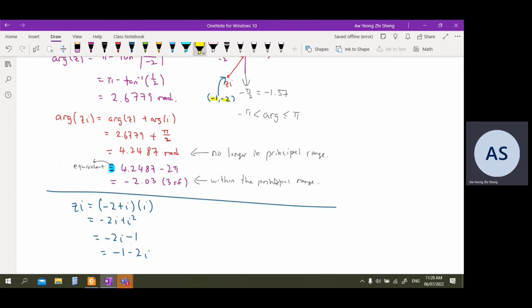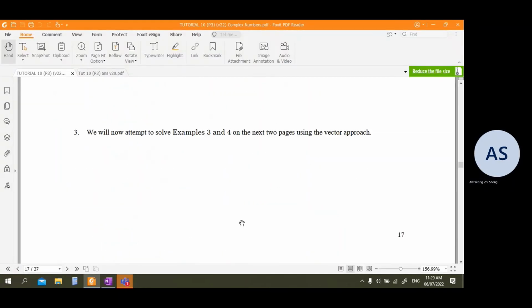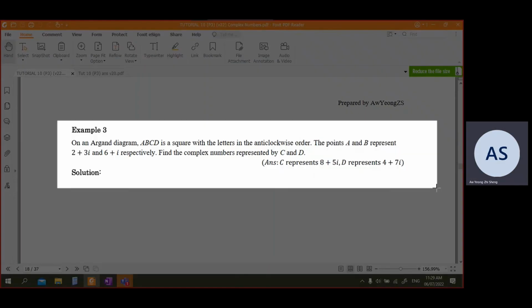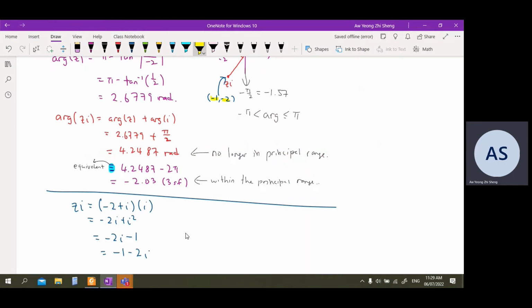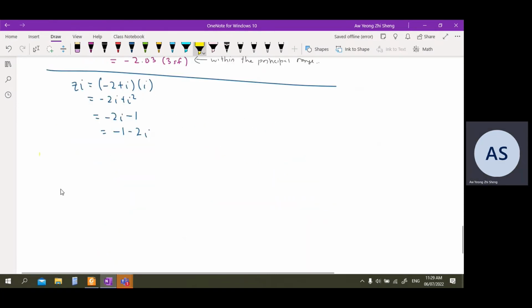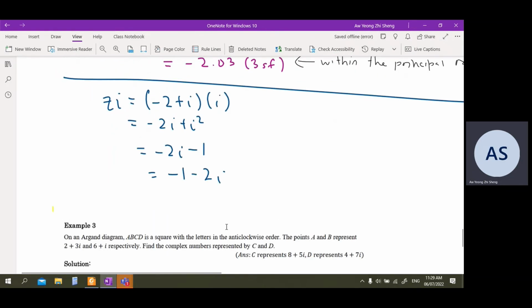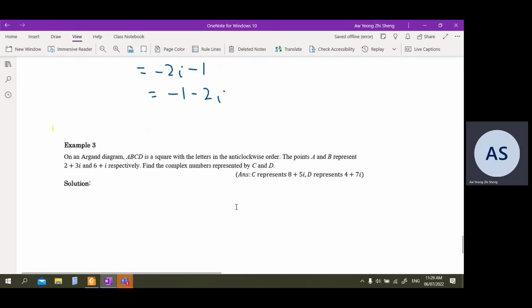Right. Now let's move to page number 18. And we'll solve this question using the vector approach, just to familiarize you with this approach. Okay, so notice that this question actually didn't tell us what approach to use. You can use the coordinate geometry approach if you don't mind the tedious calculation. Okay, but for me, I would prefer to use the vector approach.